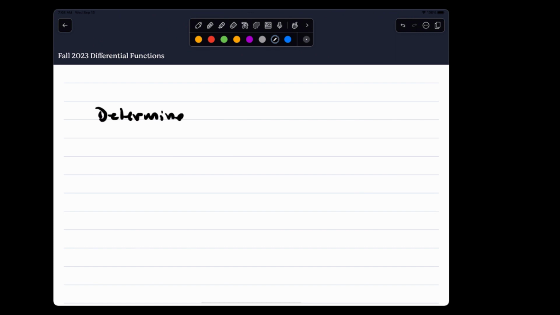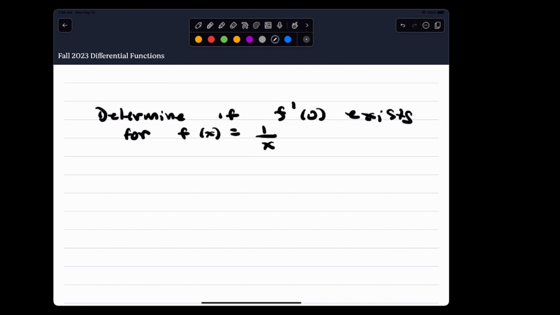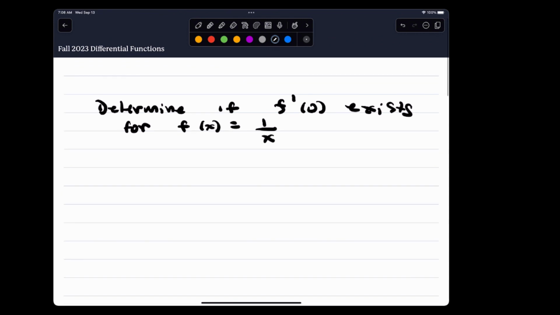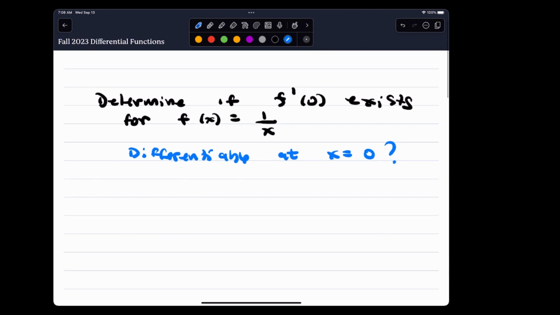So we're going to determine if f prime of 0 exists for f of x is 1 over x. Okay. Now you might say, is that asking for the function being differentiable at 0? Yes. All right, so we're going to try to see if this function is differentiable at that vertical asymptote.